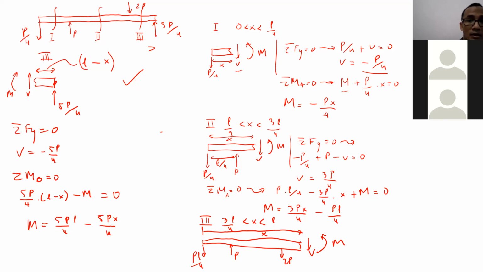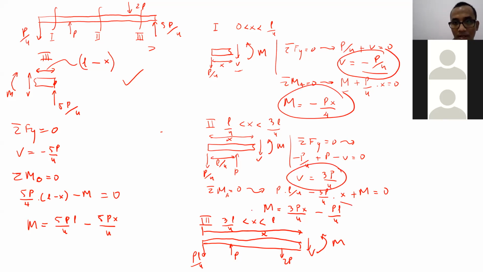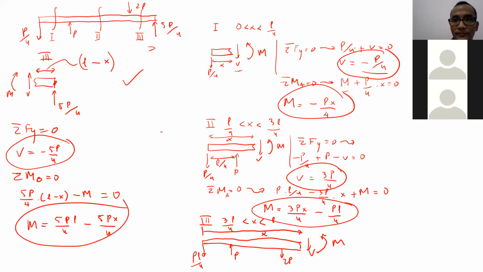So this is the equation. All of the equations for V and moment for those three regions. This one and this one is for the first region. This one and this one is for the second region. This one and this one is for the third region. The next thing that you're supposed to do is to draw the diagram. But remember, now we already have the equations, so it will be simple for us to draw the diagram.